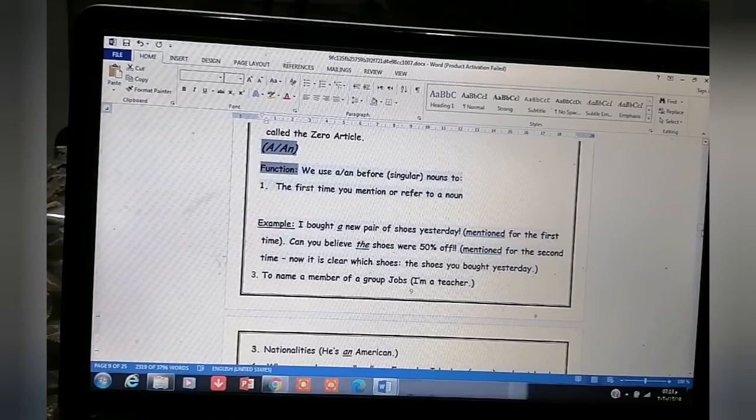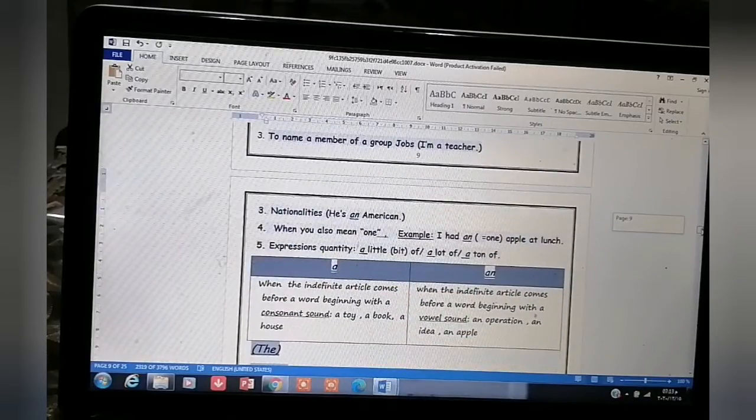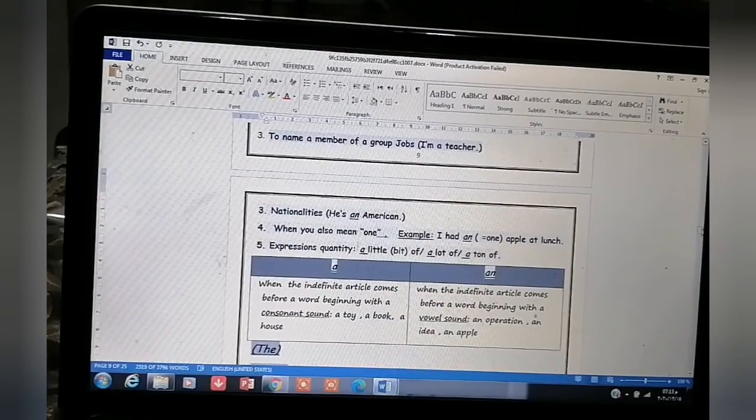Number 2. To name a member of a group, jobs like I'm a teacher, I'm a pilot, okay? Look at 3. Nationalities. He's an American. He is an American. He is a what? Spanish, for example, okay? Number 4. When you also mean one. Example, I had an, or one, apple at lunch. I had an apple, okay? Expressions of quantity: a little bit of, a lot of, a ton of, okay?